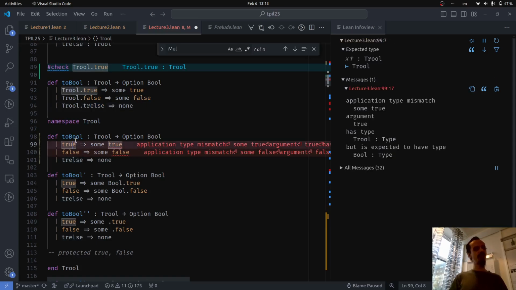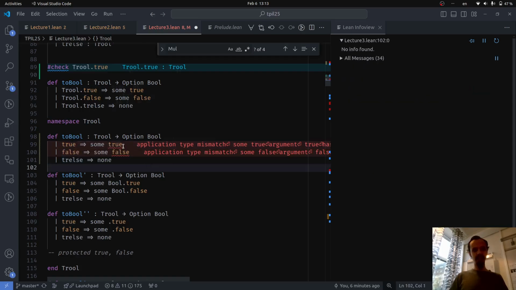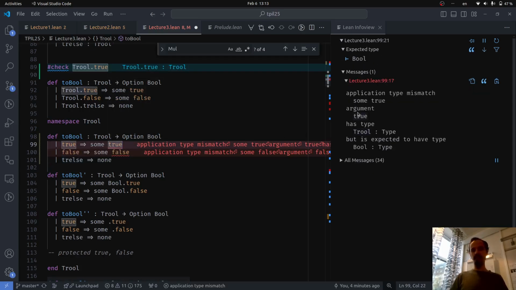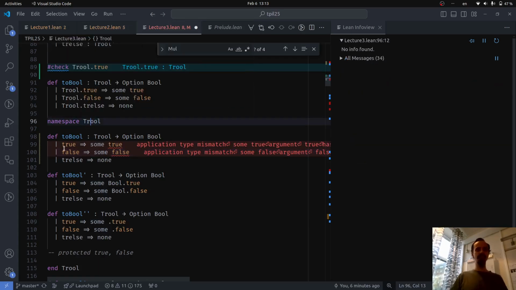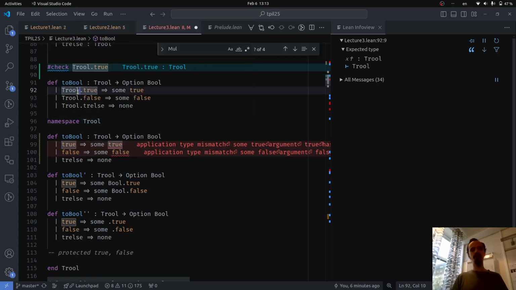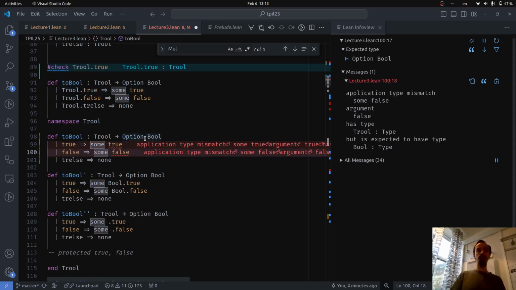You'll notice this was working, but now this side is complaining. It says, argument true has type True when it's supposed to be bool, because inside this namespace we are basically referring to these things with their short names, but now true is overridden, and we don't have access to the Bool true.